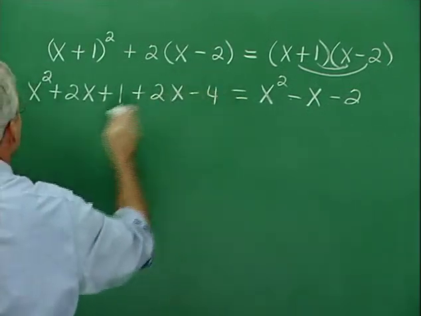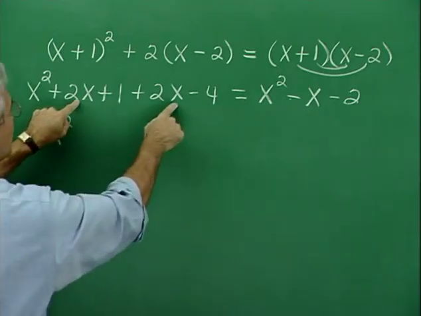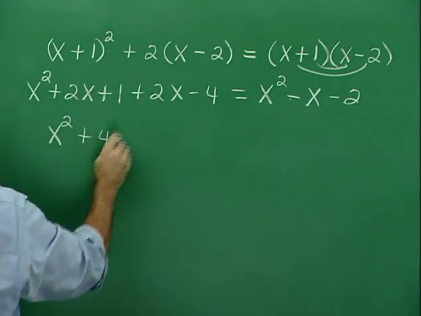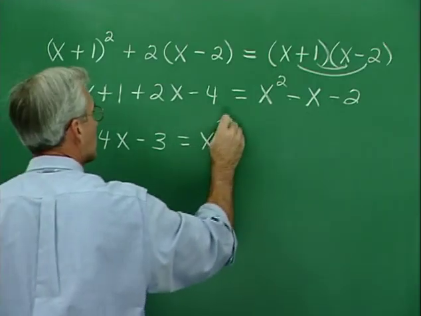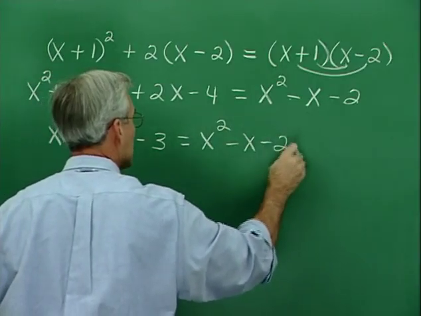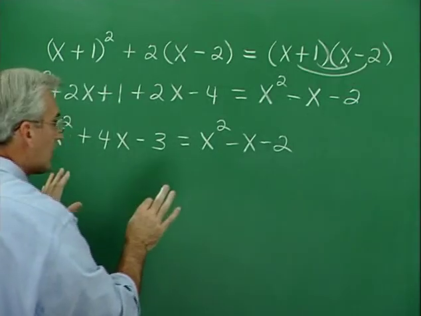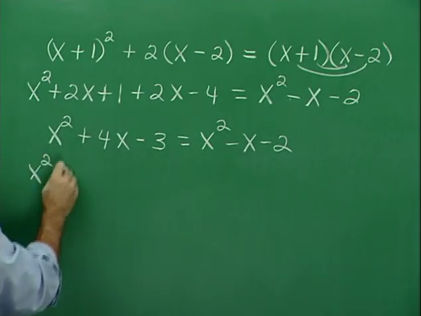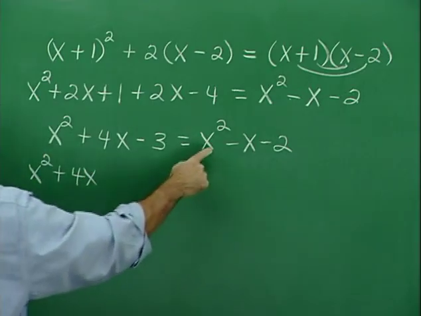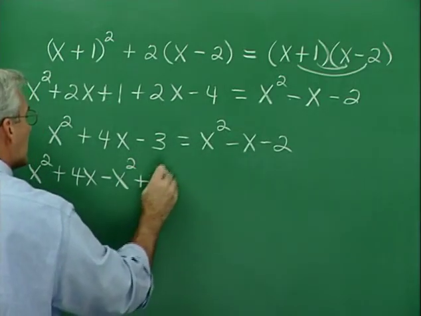I have some collection to do over here. I've got only one term that is second degree. I'll bring it down. 2x plus 2x is 4x, and then 1 minus 4 is minus 3. And on the right I have x squared minus x minus 2. Looks like we have a different kind of equation here, but we really don't because it degenerates very quickly. Let's put the terms involving x on one side. I'll leave the x squared plus 4x over here. I'm going to subtract x squared on both sides, and I'm going to add x on both sides.